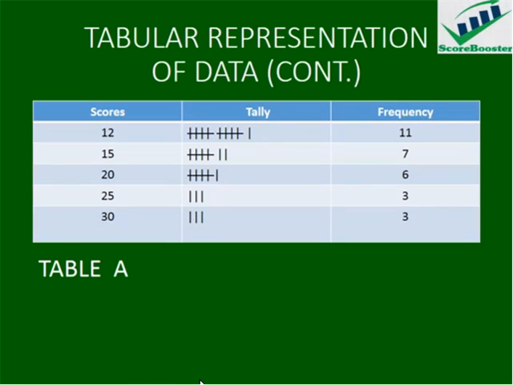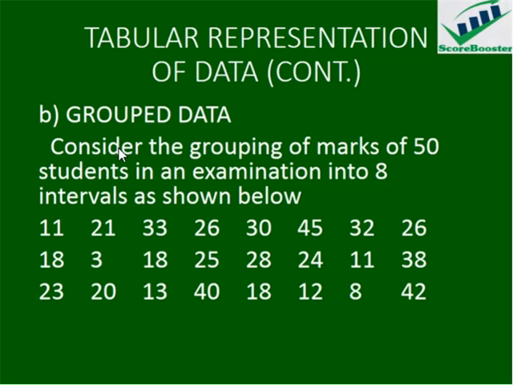So now we move to the frequency table of a grouped data. So we are to consider the grouping of marks of 50 students in an examination. The total number of students here is 50, and we are to group into 8 intervals. So this is the marks obtained by those students. We have 50 students, and these are the marks.